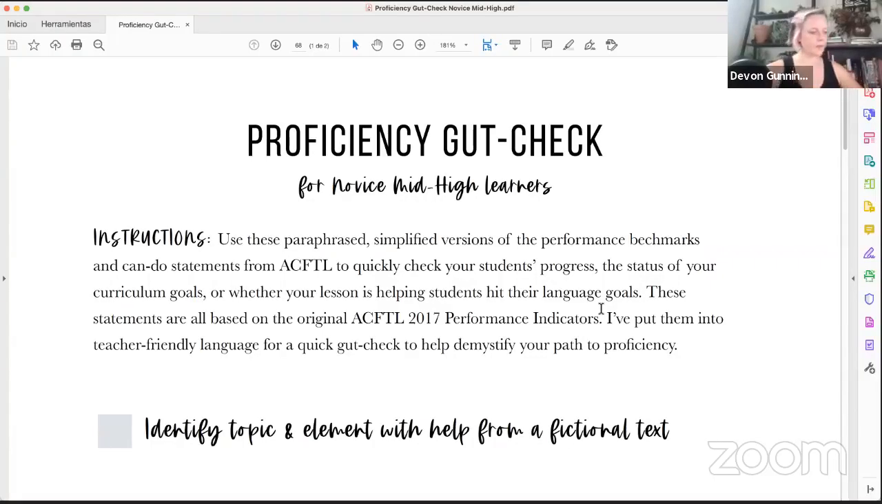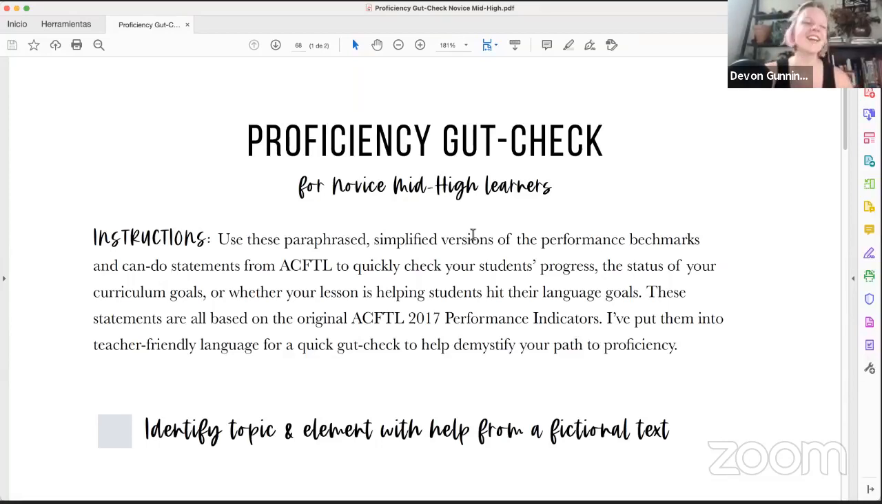Okay, you ready for this? Let me check and make sure that it's showing properly. It's called the Proficiency Gut Check. So what I mean by that is, okay, good, it's showing correctly. When you think about your class and where your students are at, I don't know about you, but I always wanted to use the ACTFL tools as much as possible because they're so good.